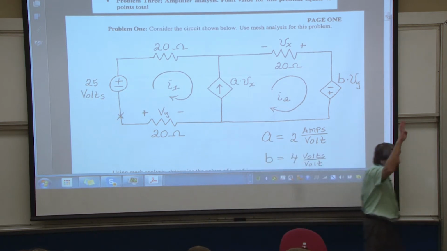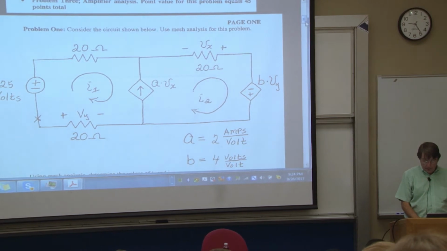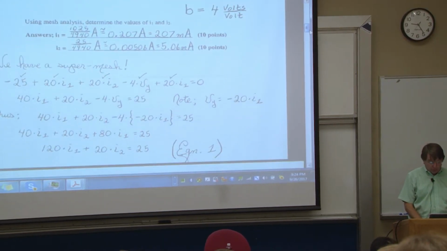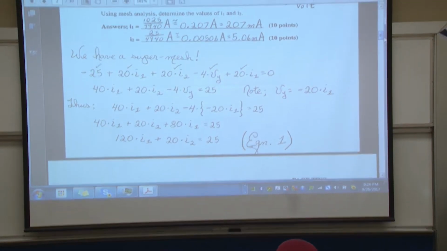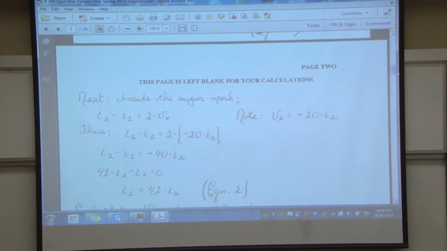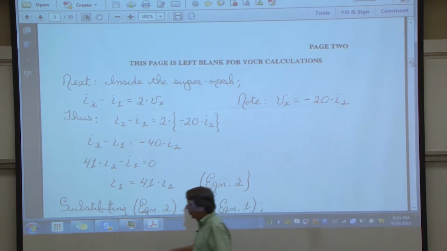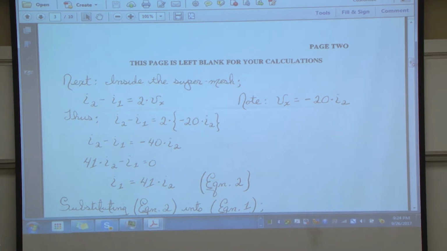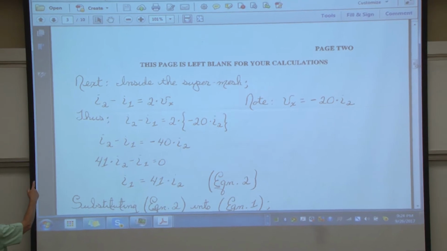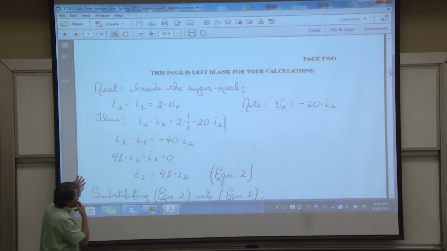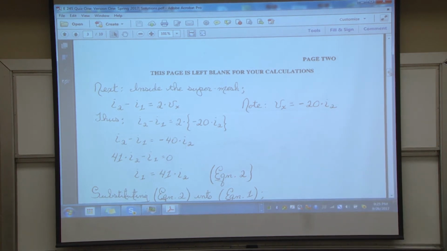Did I do okay? My colleagues, there you have it. Those are the four equations. Now, the rest is algebra. I go through this step by step. Vx is minus 20I2. I substitute all this in. This was not hard. I2 minus I1 is AVX. A is 2. My colleagues, I'll leave the rest to you.